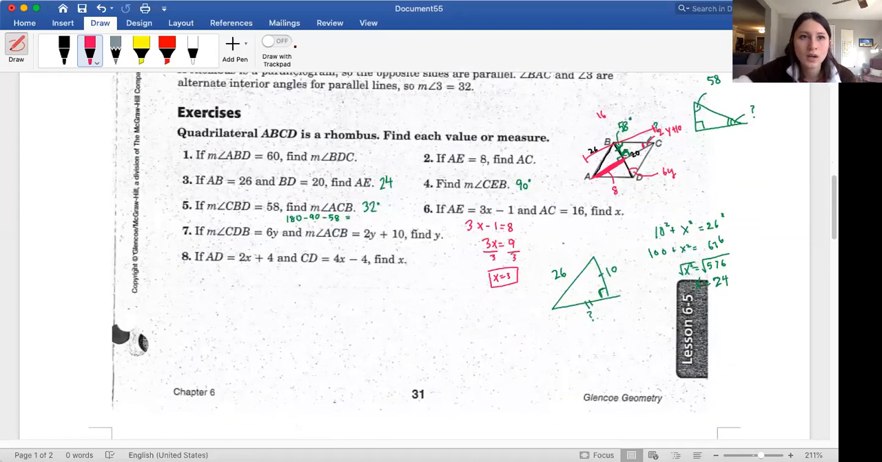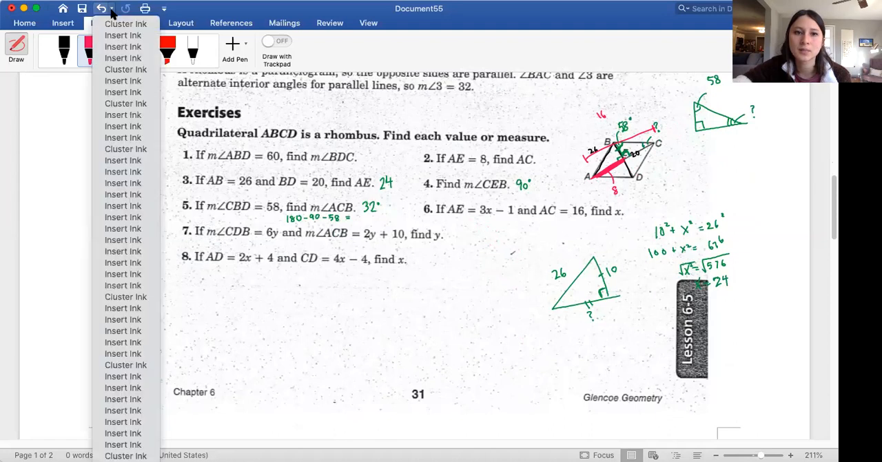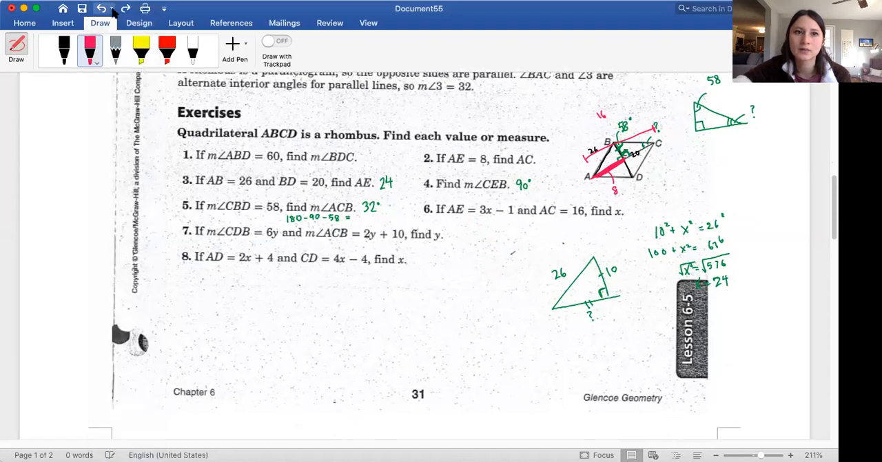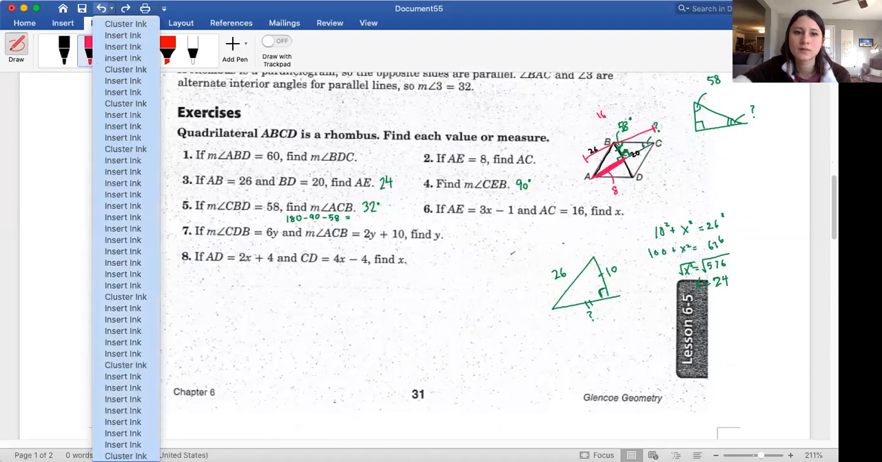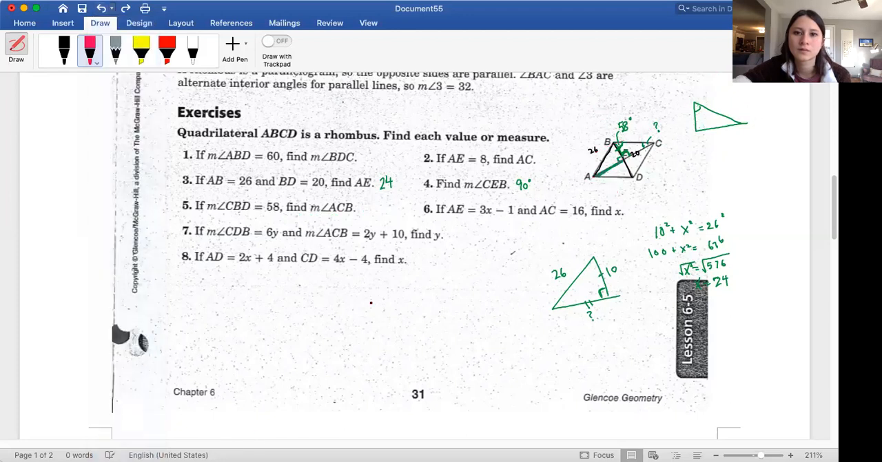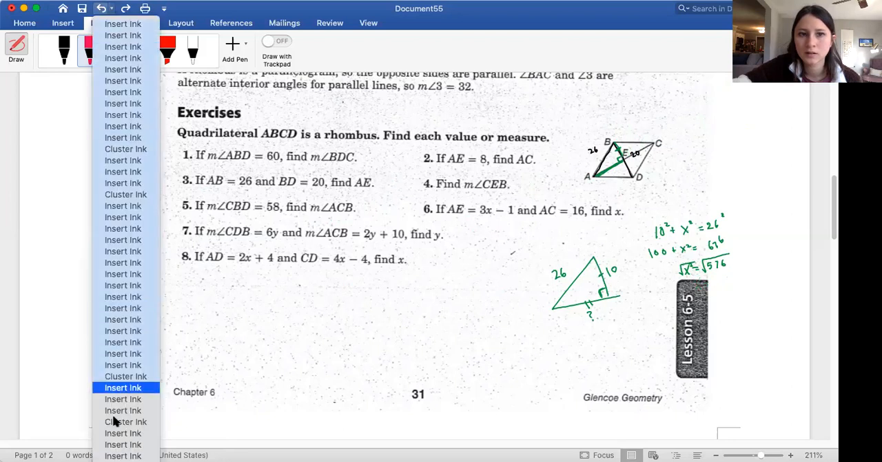So I want you to think about, maybe pause the video and think about how you would find that missing part, that y there. Still very busy, isn't it? Okay, I think this is a little bit better.